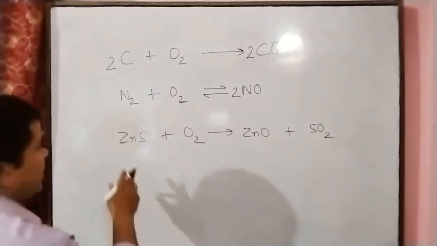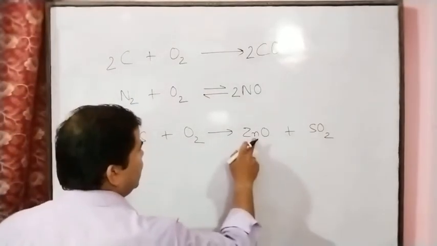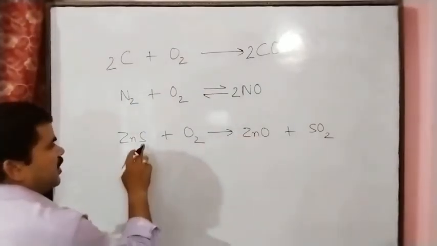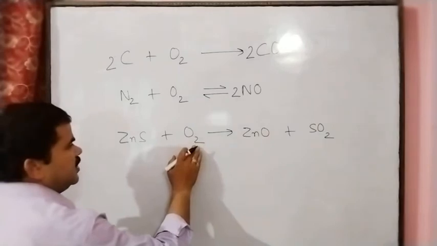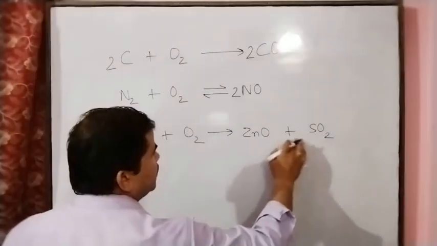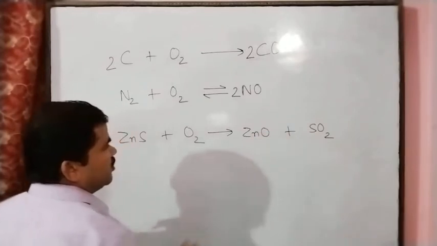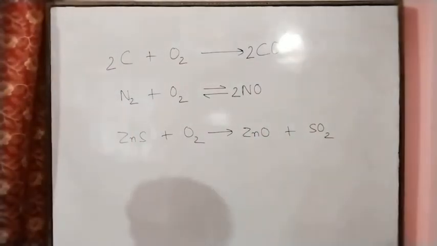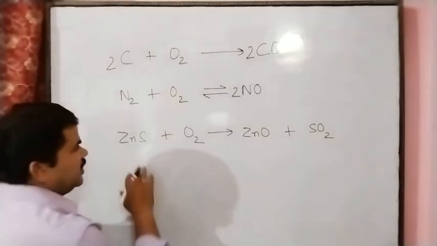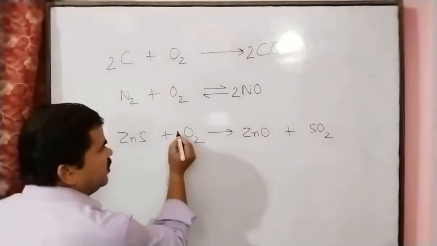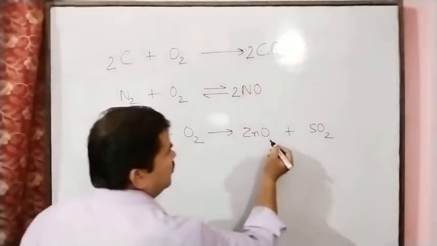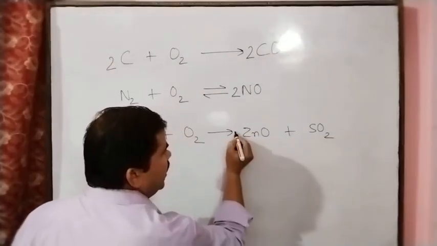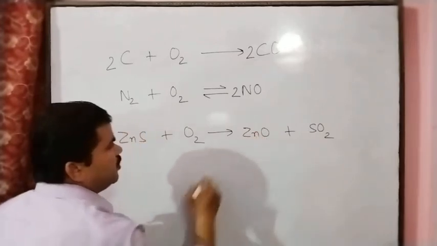So we can see here Zn is 1 and here Zn is 1, balanced. Then sulfur is 1 and sulfur here is also 1, balanced. And oxygen here is 2, and on the other side the total is 2 and 1 more, 3 oxygen. So we will balance the oxygen. If you write 2, the oxygen here will be 4 in total, and after this 2 and 3, and if you write 2, then Zn will also be 2.